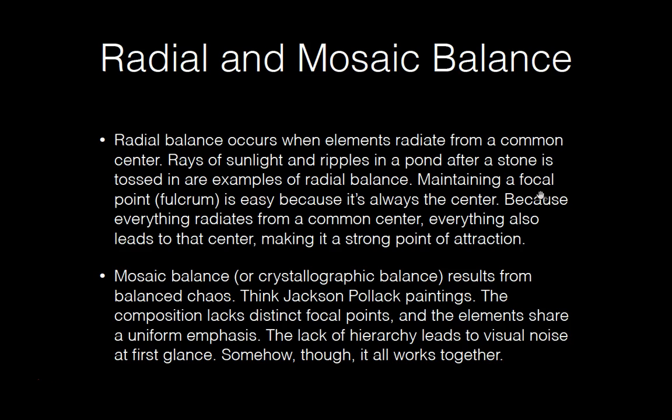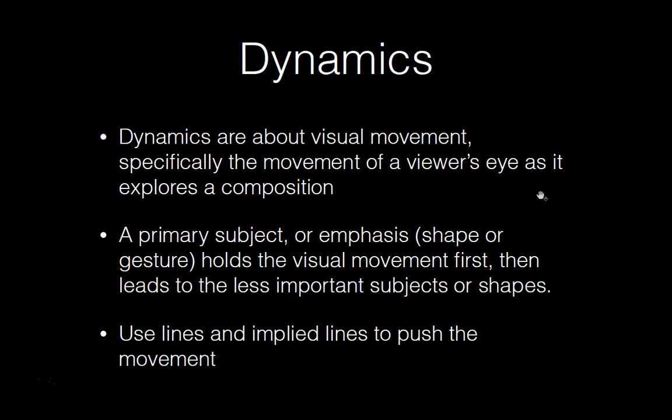Mosaic results from balanced chaos. Think of Jackson Pollock. It lacks distinct focal points, but the elements share a uniform emphasis. The lack of hierarchy leads to visual noise at first glance, but somehow it all works together. This is a lot more abstract, and it's more difficult to achieve a strong mosaic balance.